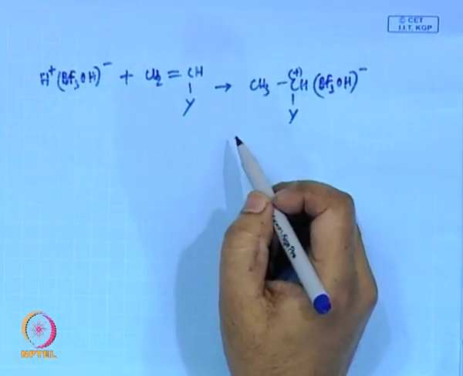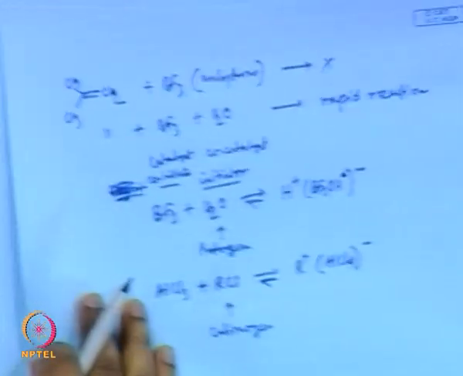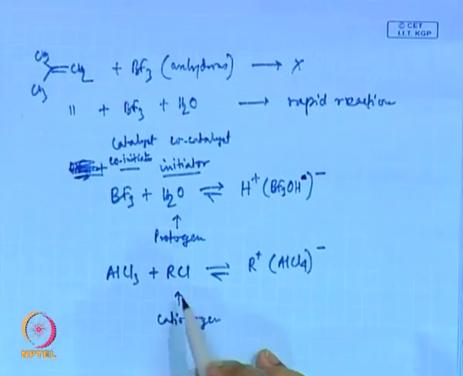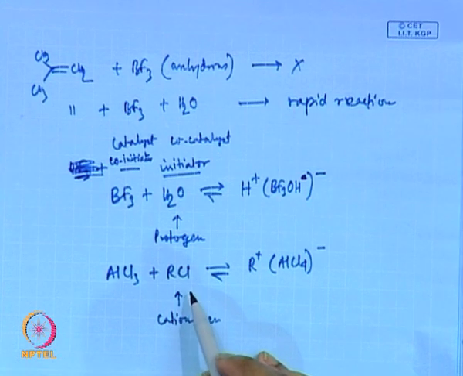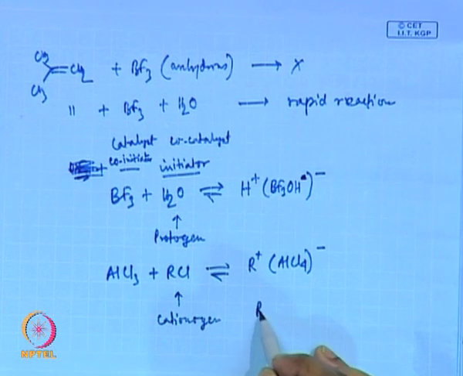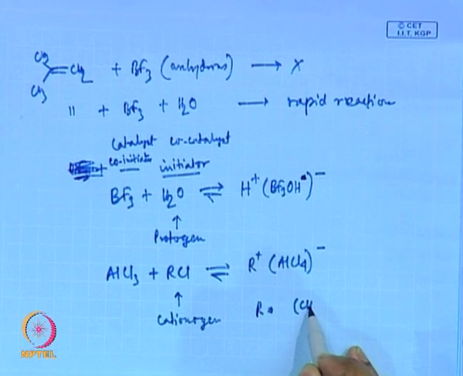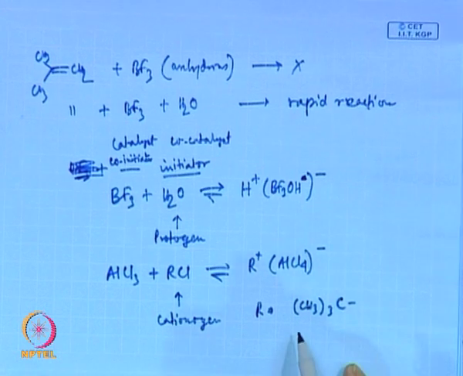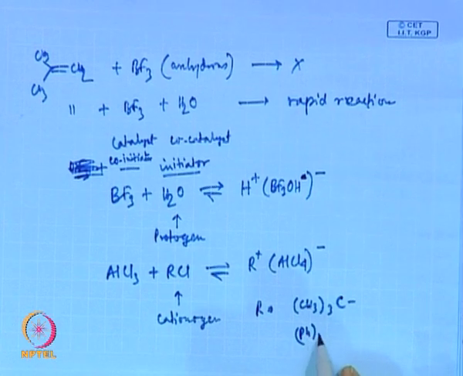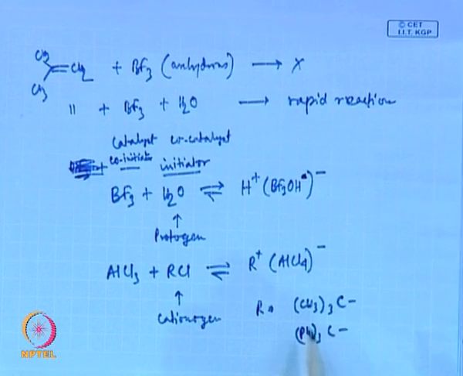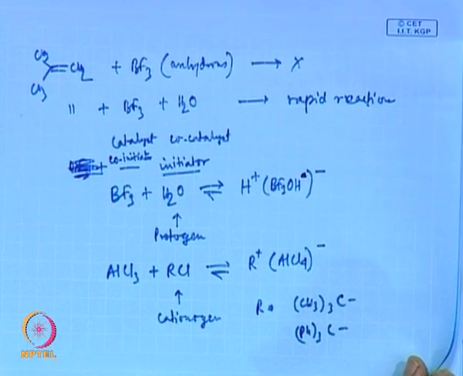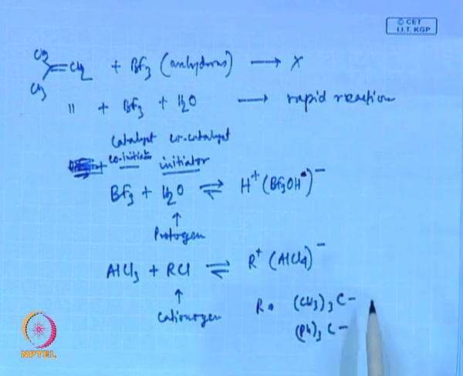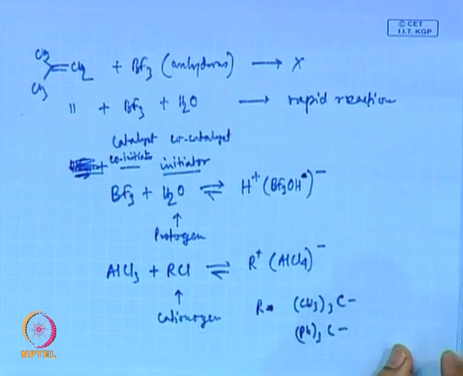Similarly, you can write the similar reaction for aluminum chloride and alkyl halide. This alkyl halide could be, for example, where R is a tertiary carbon or a triphenyl carbon group. So these are examples of alkyl halides which are used as co-catalyst or initiator in this reaction.